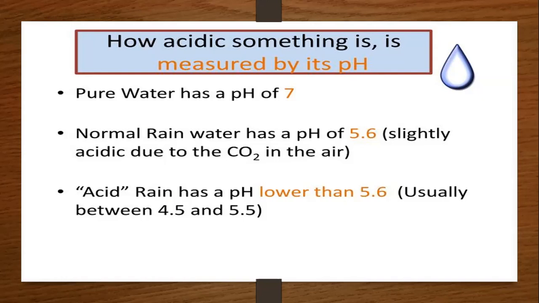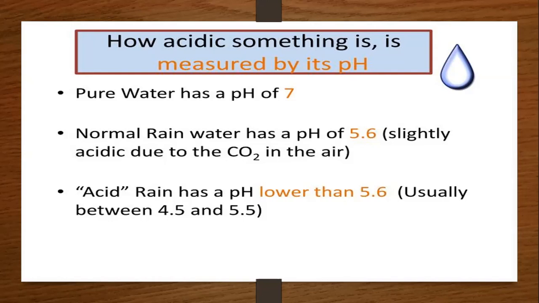It's below 7 or neutral, but it's acceptable. Why does it have a pH of 5.6? Because we know that when you are breathing out, you release carbon dioxide into the atmosphere, and this gas will dissolve in the air, and the water will become slightly acidic.